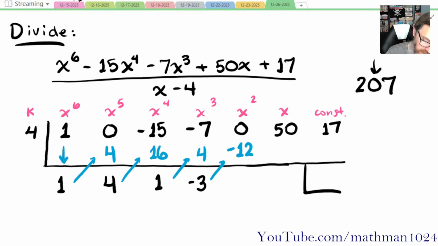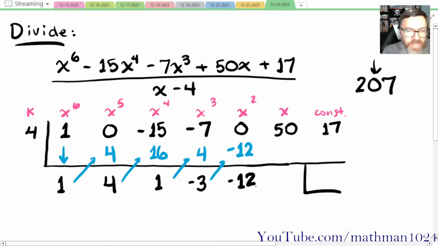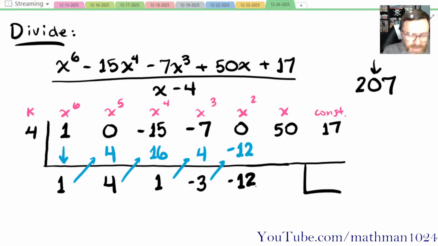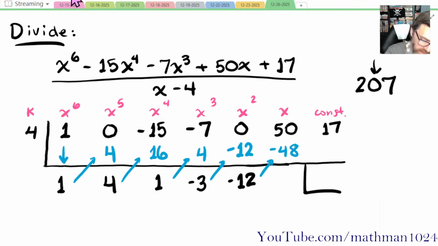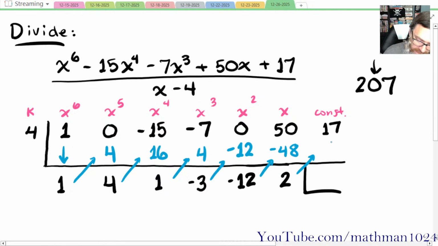So I add to get negative 12. Let's make sure I'm not making any careless mistakes because that happens to me way too often. All right, multiply times 4 is negative 48. Add, I get 2. Multiply times 4, and I get 8. And so my remainder here is 25. So again, this is my work.